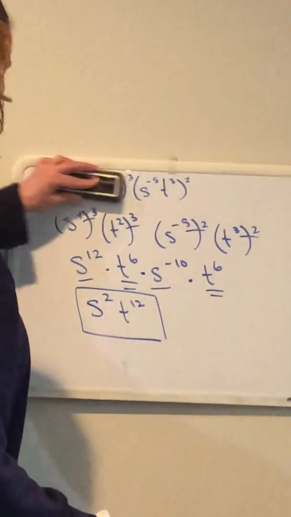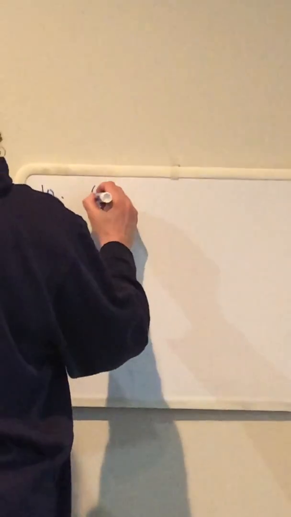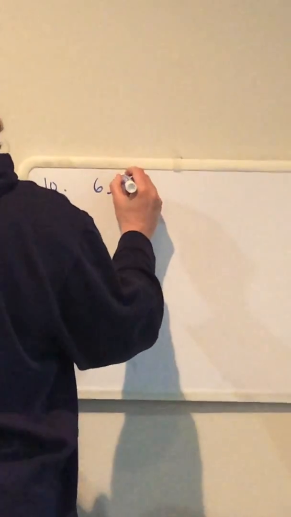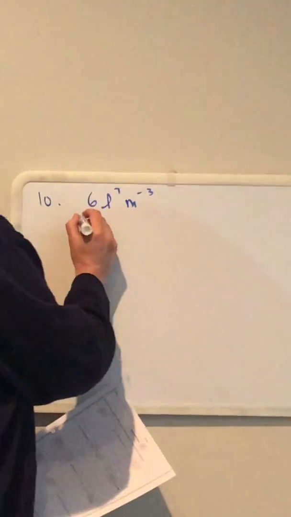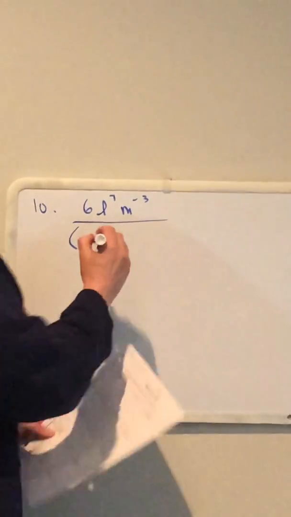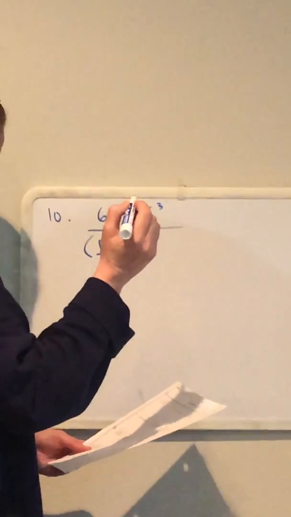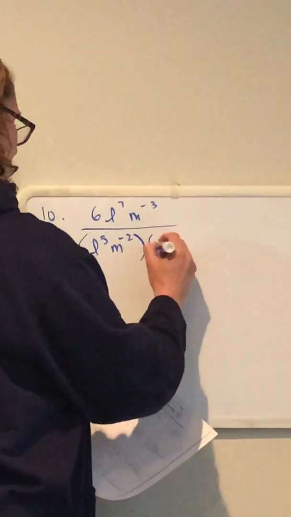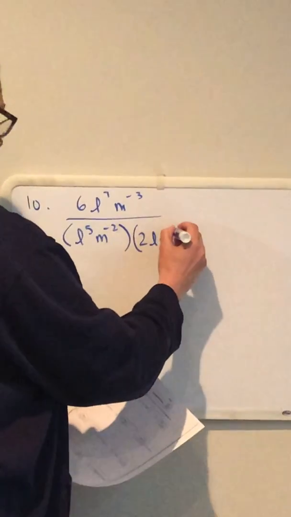Number 10. Oof, they threw an L in here again. Number 10, we have 6L to the 7th, m to the negative 3rd, over L to the 5th, m to the negative 2nd, and then 2L m to the 3rd.